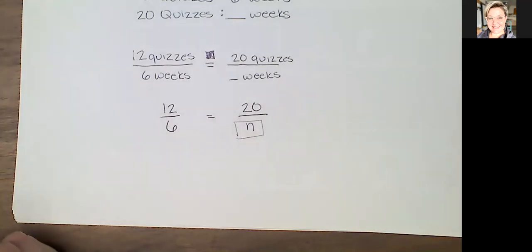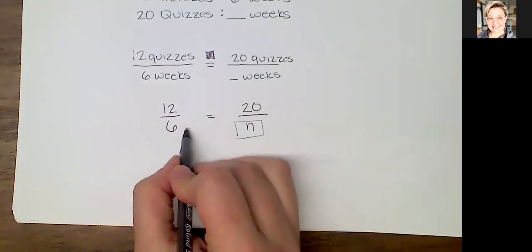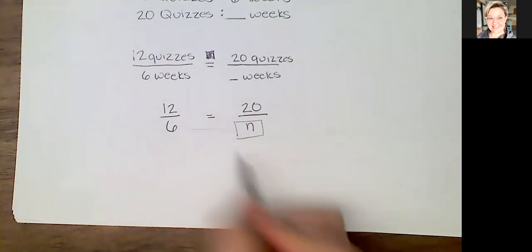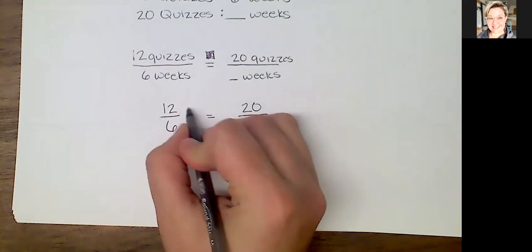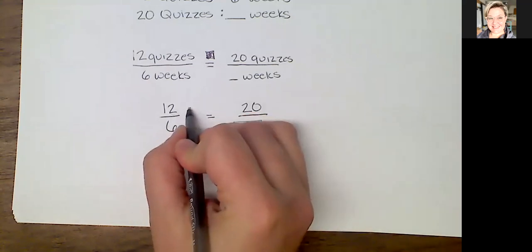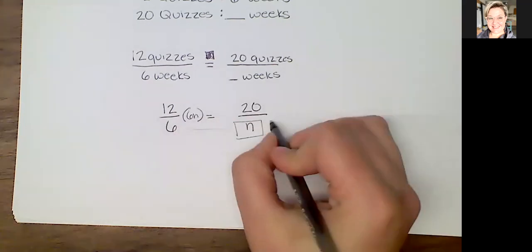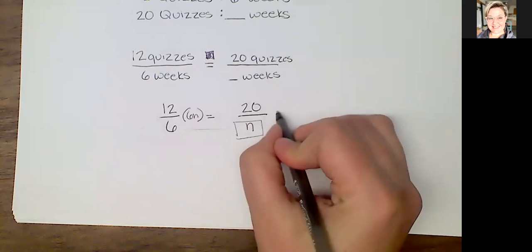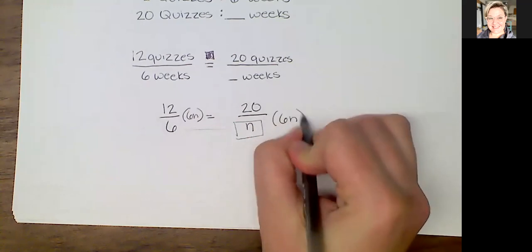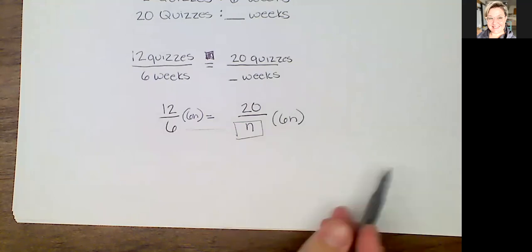So this is our variable that we're trying to solve for. Now, what we can do is multiply both sides of this equation by 6 times n, because we're multiplying it by the 2 denominators. Okay, this is something we haven't done before, so we're going to do it together. We're going to multiply 12 over 6 times 6n, which is the same thing as 6 times n, and we're going to multiply 20 over n by 6n. It's actually pretty simple, so let me talk you through it.